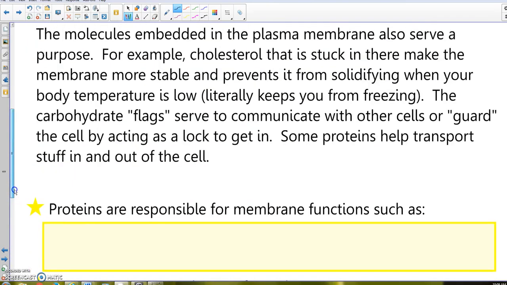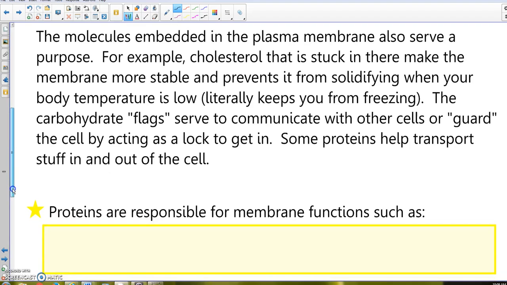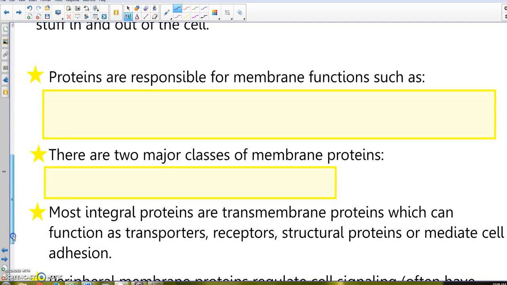Some of these proteins in this cell membrane, they do lots of jobs.